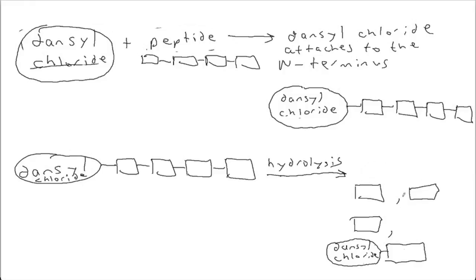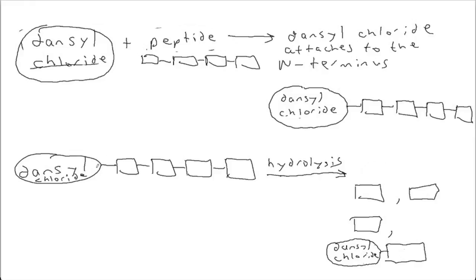So notice how one of the residues is still attached to the Dansyl chloride even after hydrolysis. And the chemist has ways of figuring out which one it is, again, I think using column chromatography. By using column chromatography, you can detect when an amino acid has a Dansyl chloride attached to it. So the point is, the Dansyl chloride labels who used to be at the N-terminus.